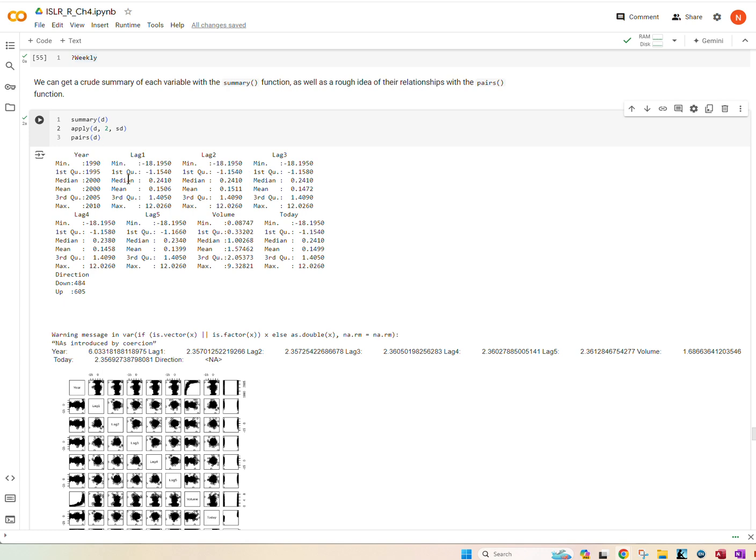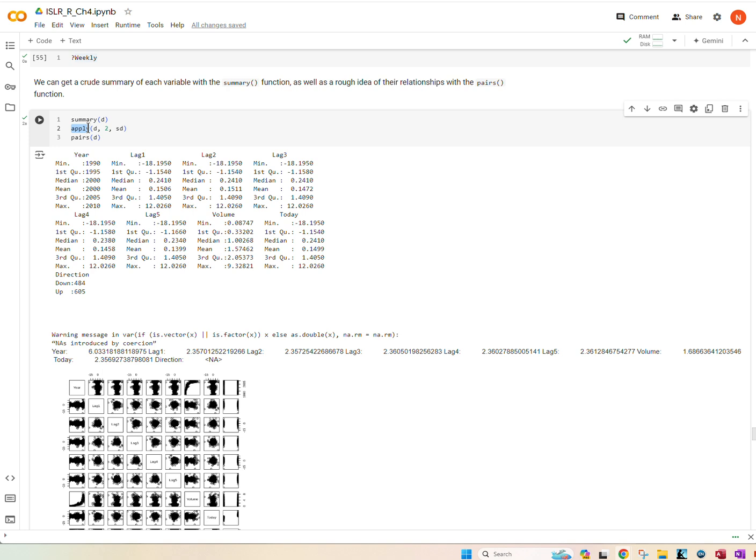Now, one thing that is missing from the summary output that might be useful is something like a measure of, how do I want to say this, of spread. We kind of see the spread here because we have first quartile, median, third quartile. So you can see how everything is distributed, but another measure of spread would be standard deviation, and that's not part of the summary output. So we can also get that by using the apply function.